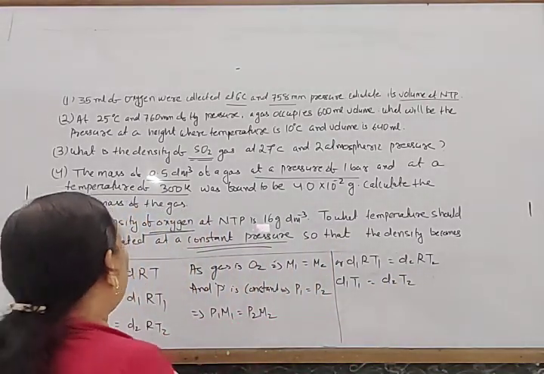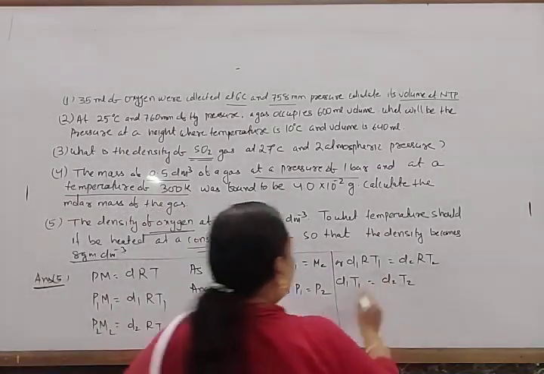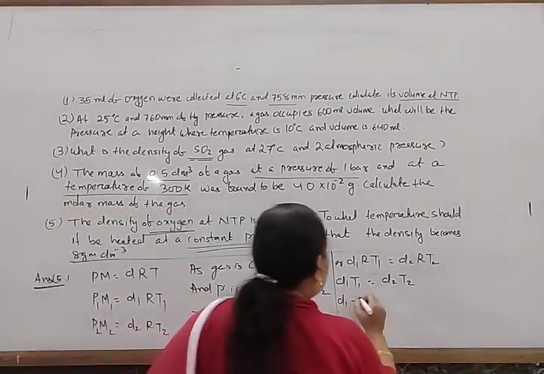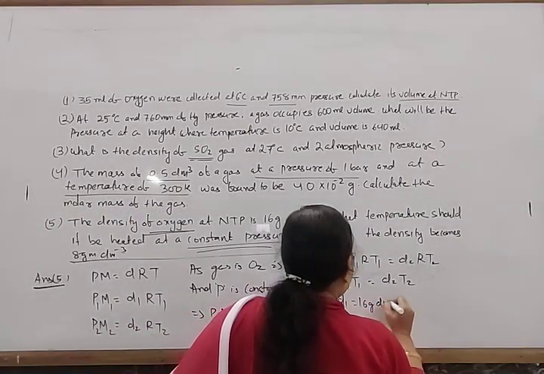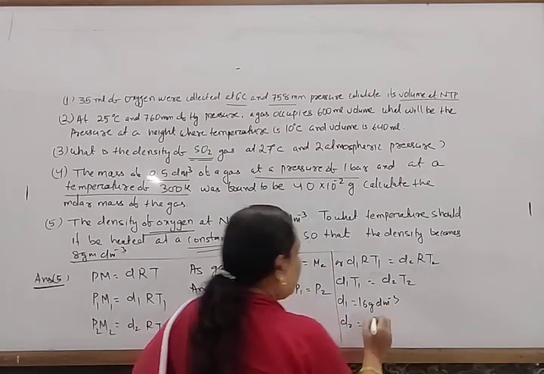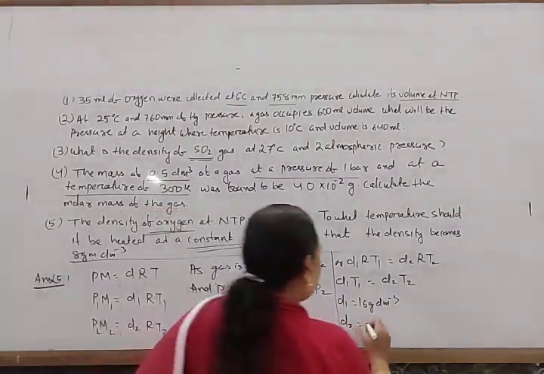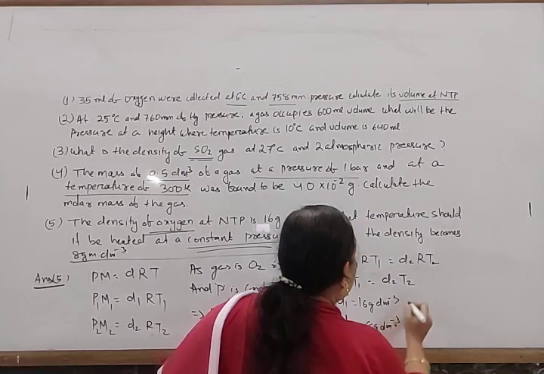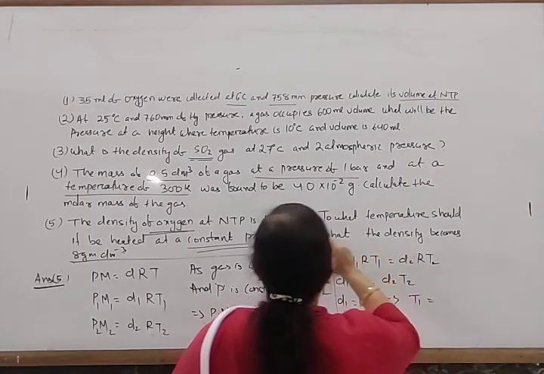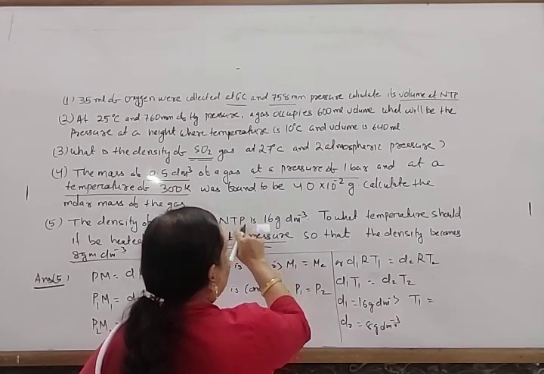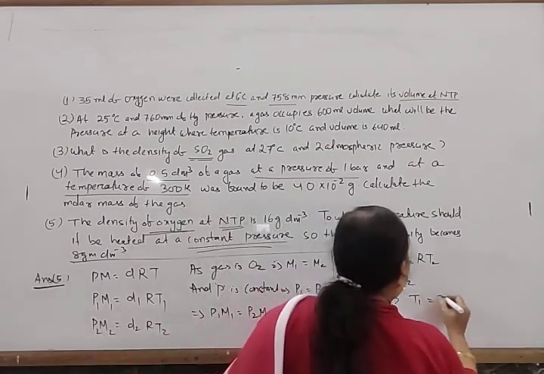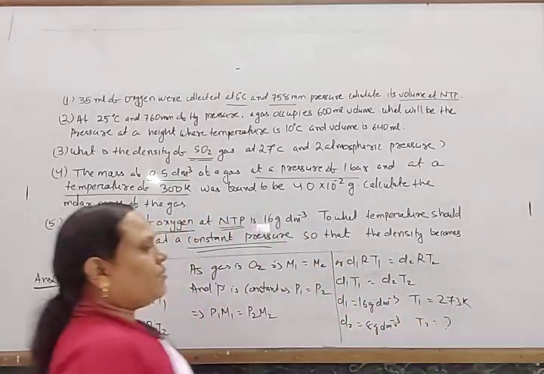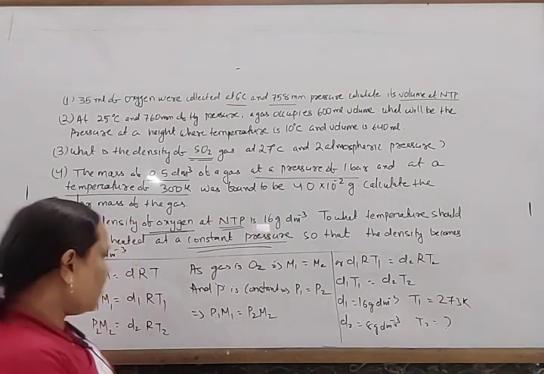And what is the answer? The temperature to which it is to be heated, T2. D1 is given as 16 g dm^-3 and d2 is given as 8 g dm^-3. T1 is NTP, that is 273 Kelvin. Then we have to find T2.